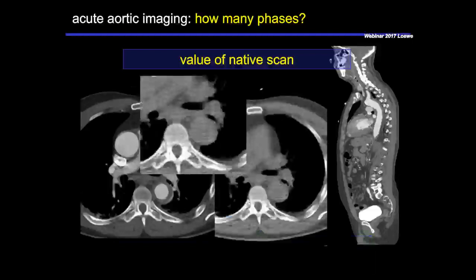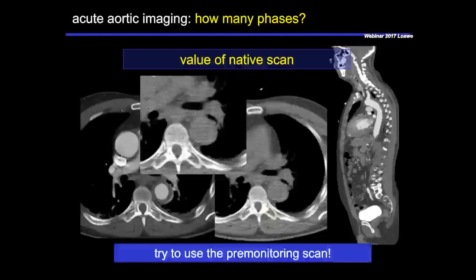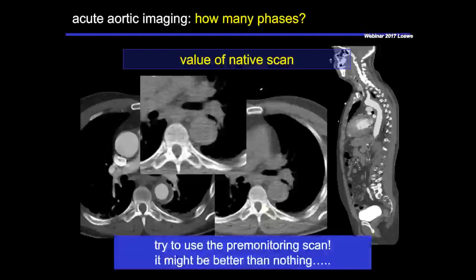Of course, it's not the perfect solution. Of course, it's not as nice as the native scan, but sometimes it can even help you. You can also see here in this example that just from the normal monitoring scan you have this brighter rim, and of course this is an intramural hematoma as well and not a plaque or a mural thrombus. So maybe it's not perfect to use the pre-monitoring scan, but maybe it's better than nothing if you're unsure. But in fact, it's highly recommended if you have a patient suspected to have an acute aortic syndrome to add the native scan. Nowadays, the additional radiation exposure is not as high, and it makes life for you and, of course, for the patient easier.